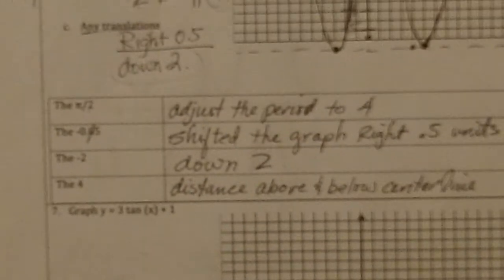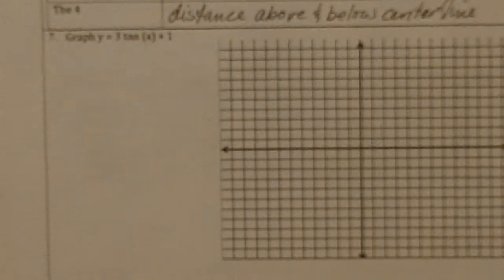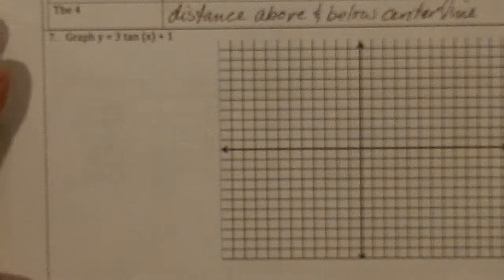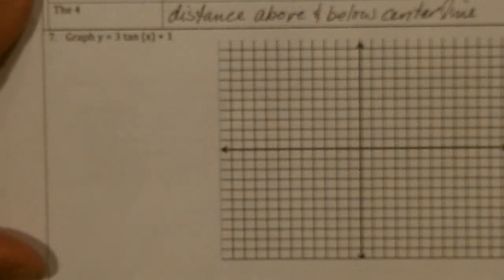Okay, that problem was worth 2, 4, 6, 8, 10, 12, 14, and 4, so 18 points. I really want you to know how to do that well. All right, the tangent. You still need to know all the key points of a tangent.